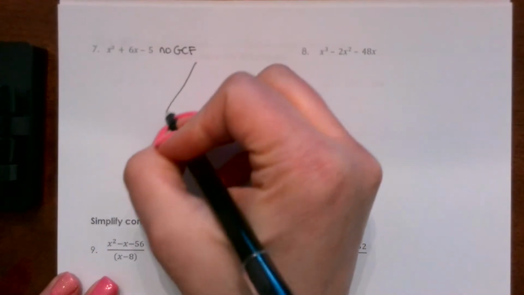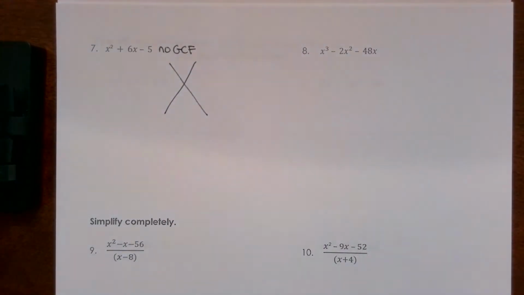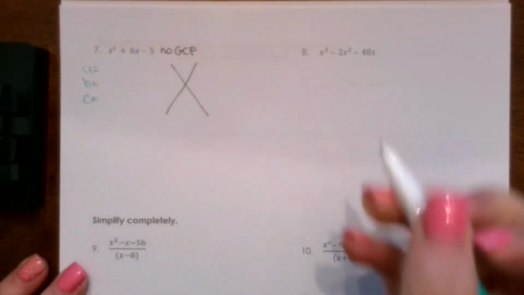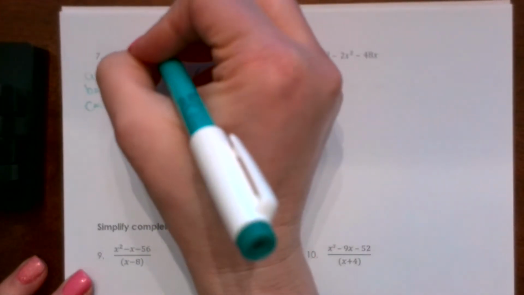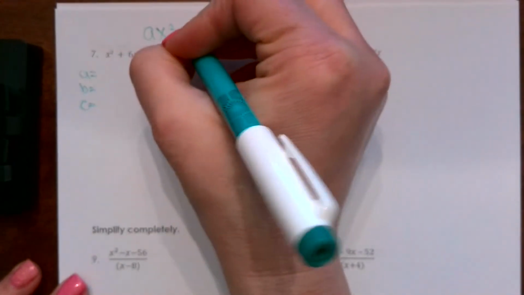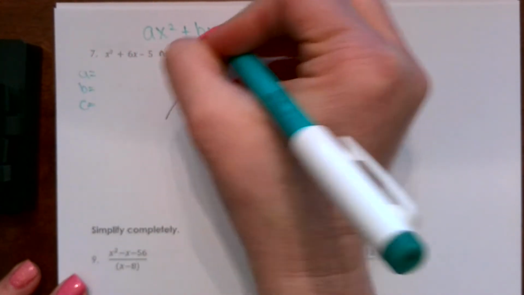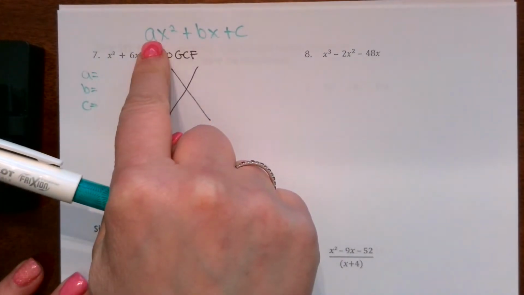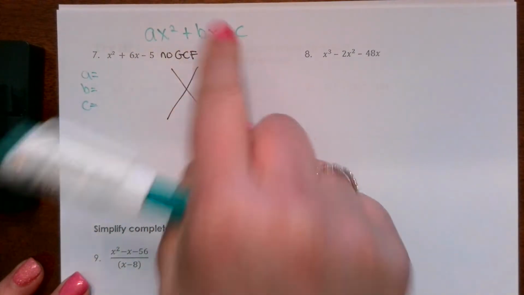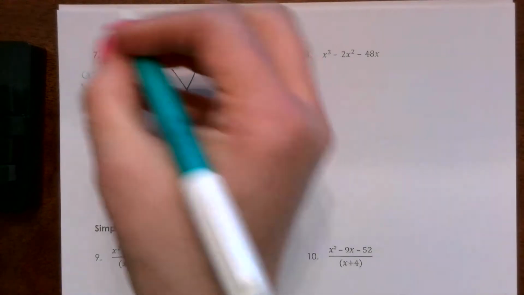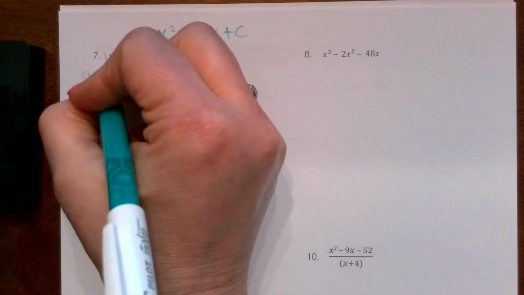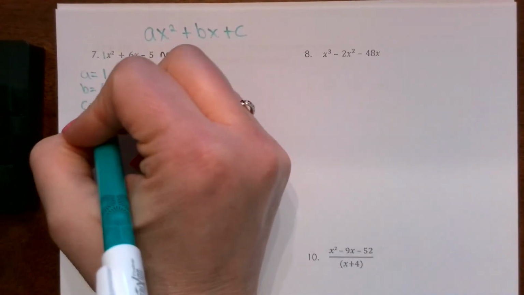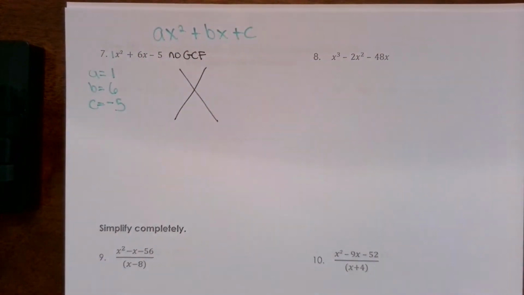Let's draw a big X, and I'm going to identify A, B, and C, remembering that in the standard form of a quadratic, I have ax squared plus bx plus c. So I'm looking for the coefficient of ax squared, of x, and that constant c. My leading coefficient, of course, is 1. That's the invisible 1 there. B is 6, and c is negative 5.